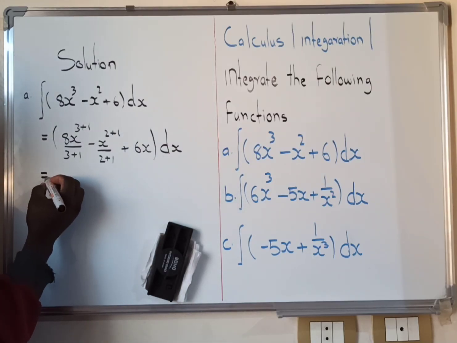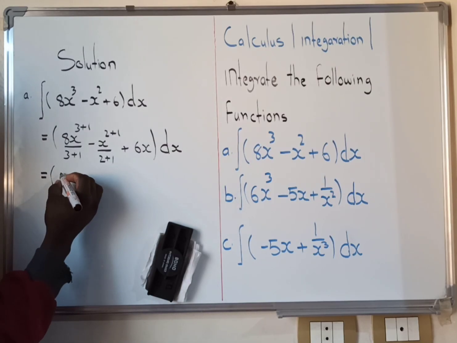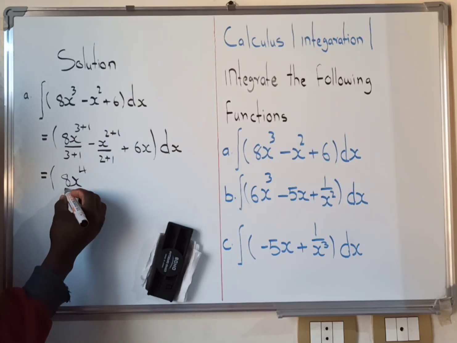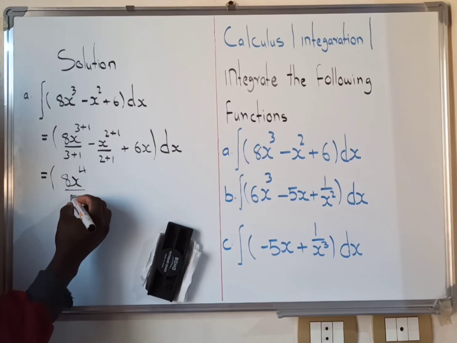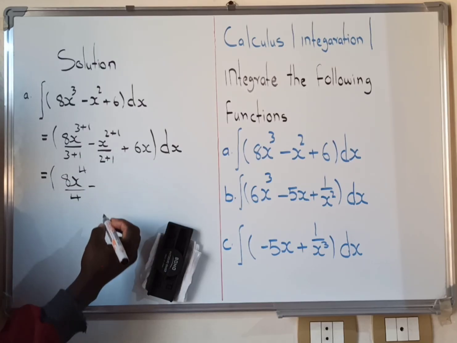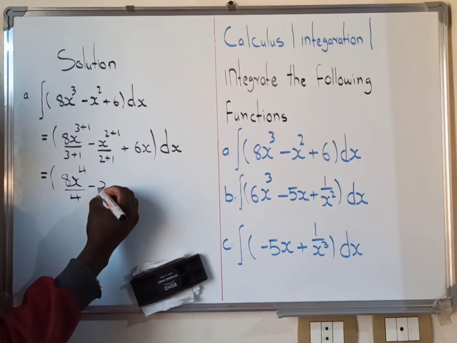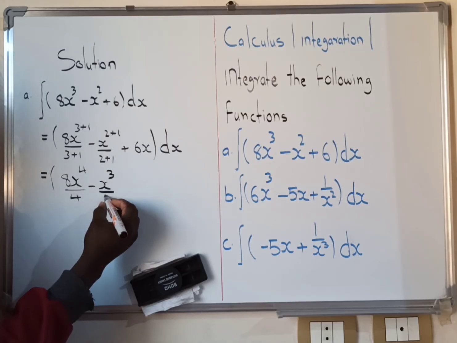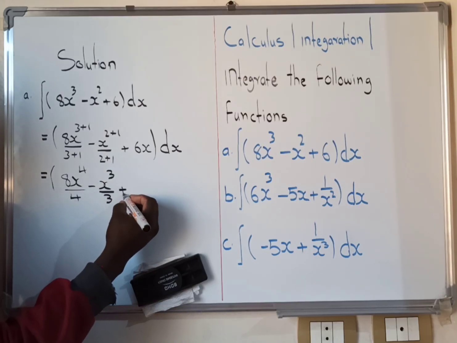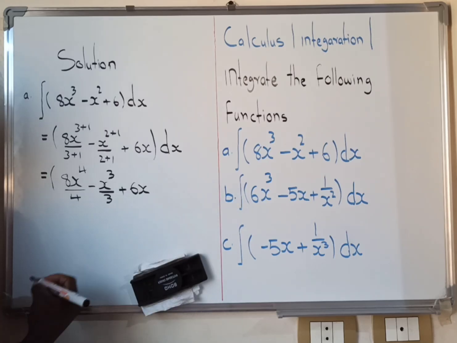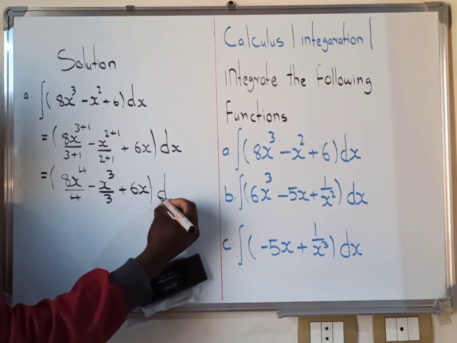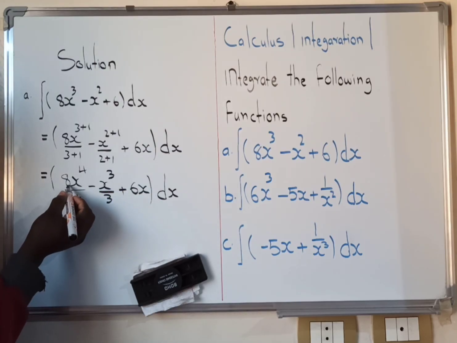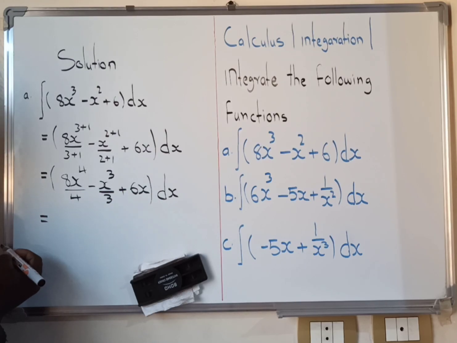Okay, so we have equals. We open bracket again, and we continue with 8x. 3 plus 1 is going to give us 4, right? So we have here also 3 plus 1 giving us 4, and here we say minus x squared, where 2 plus 1 is going to give us x cubed, and here also 2 plus 1 is going to give us 3. Okay, so we have plus 6x, nothing is going to change, and we put it under bracket and say dx again. So here we have equals. Right now, as you can see, we have 8 and we have 4, which means we can reduce it at the same time.